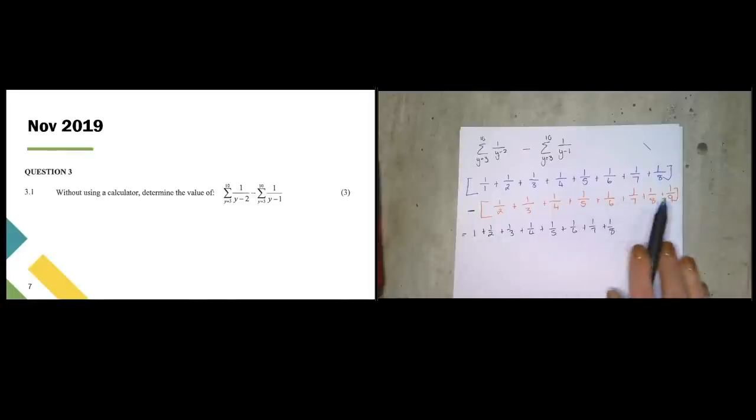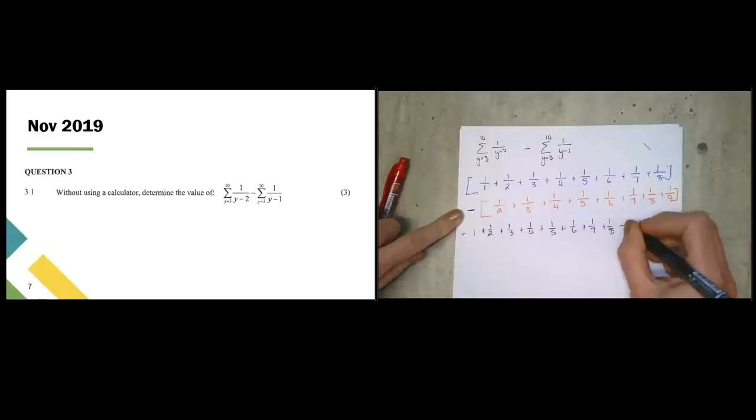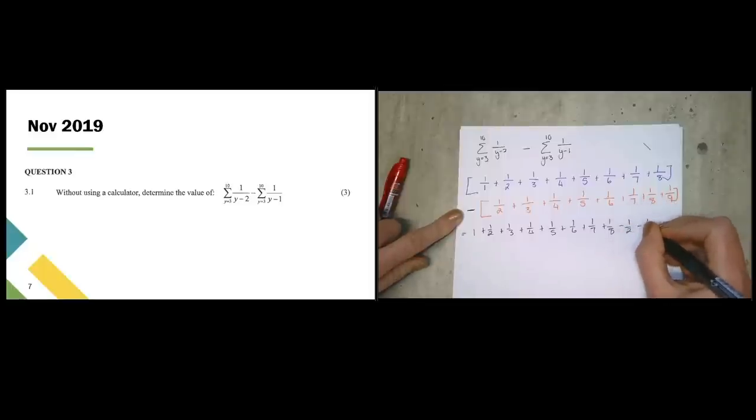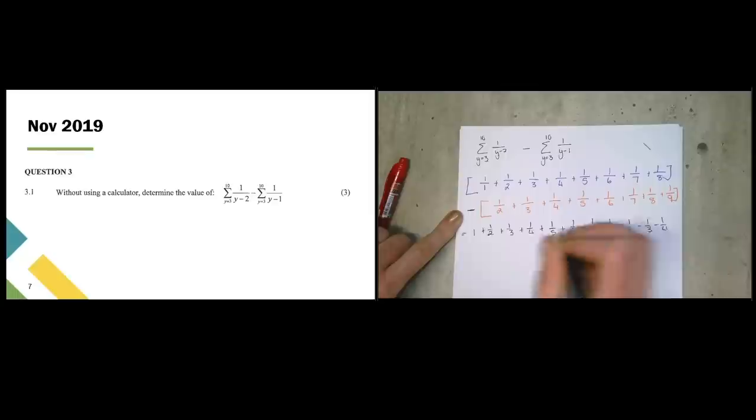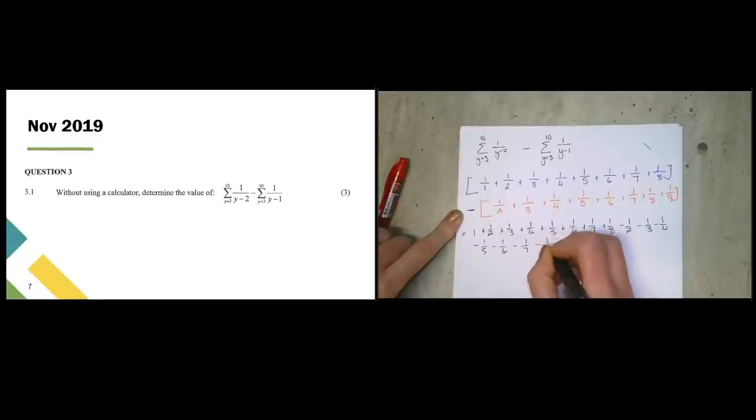Minus the second sum. Remember, the negative belongs to the entire bracket. So that changes my signs. So that's then minus a half, minus a third, minus a quarter, minus a fifth, going on like that, a sixth, a seventh, an eighth, and a ninth.